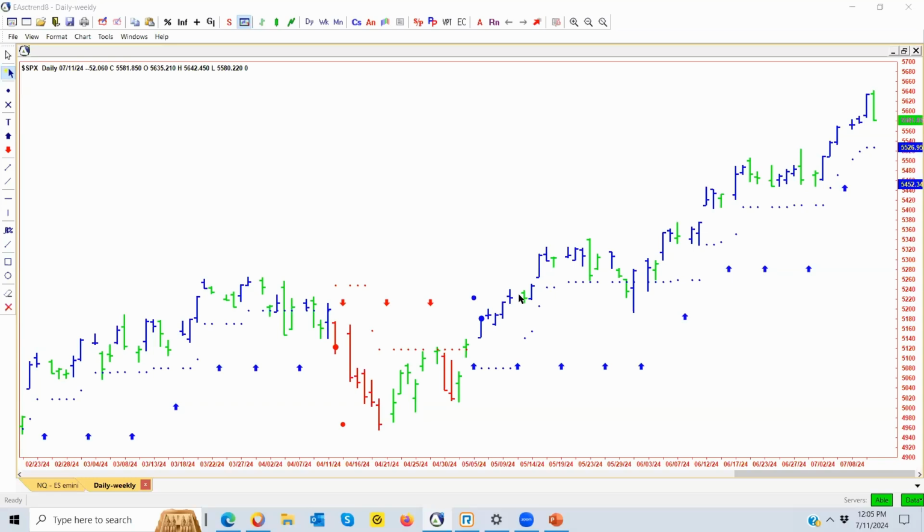I would personally stay in it if the bars are still blue. If you want to get out on the first green, if you're a swing trader, that's fine, because that means neutral. Doesn't mean it's going to go down, just means neutral. But if you're the type that only stays in a week, well, from here to here, you got almost 100 points. So it's a pretty sweet trade right there.